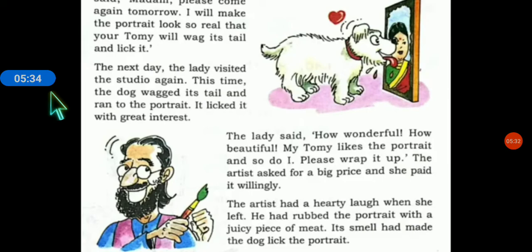The artist had a hearty laugh when she left. He had rubbed the portrait with a juicy piece of meat. Its smell had made the dog lick the portrait. Now, do you know, children, why the dog licked the portrait? The reason behind this is that the wise artist had rubbed the portrait with a juicy piece of meat, which the dog liked. The taste and the smell made the dog lick the portrait. And when the lady left the studio with her dog, the artist had a hearty laugh. He laughed a lot with his heart when she left.